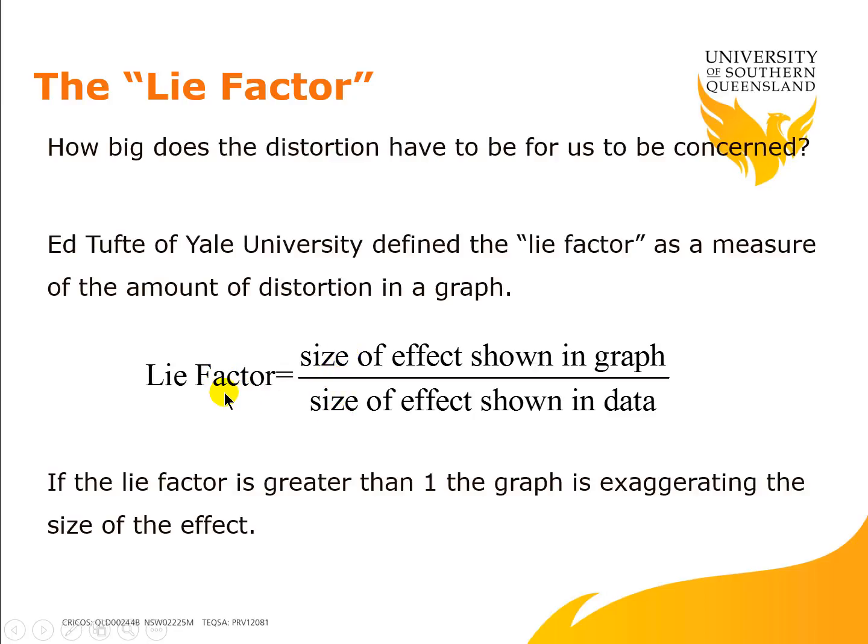So if this equation equals 1, so these two effect sizes are the same, then the graph is not exaggerating anything, it's doing a good job. But if it is larger than 1, then the effect in the data would be smaller than the effect in the graph. So the graph is overemphasizing the effect, so that then is a lie factor, which is something you need to worry about. If your effect on the graph is smaller than that shown in the data, that can also be a problem too if someone's trying to hide something. So if it's either larger than 1 or smaller than 1, you should probably explore.